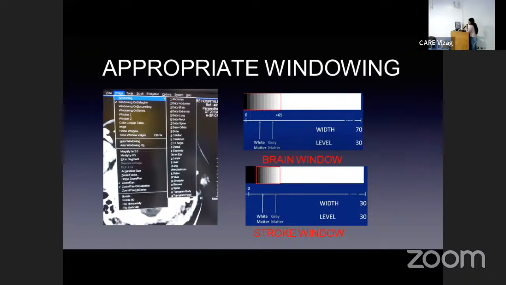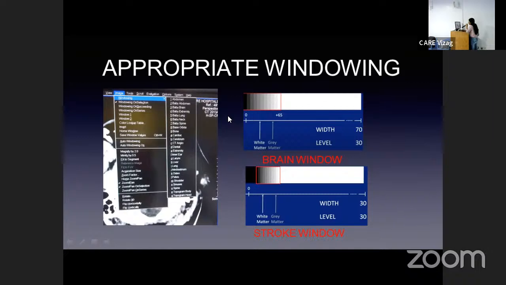So when you're looking at any image, appropriate windowing would be done at this level. By default, when you're looking at a CT brain structure, what you get is a brain window, which has a width of 70 and a level of 30.